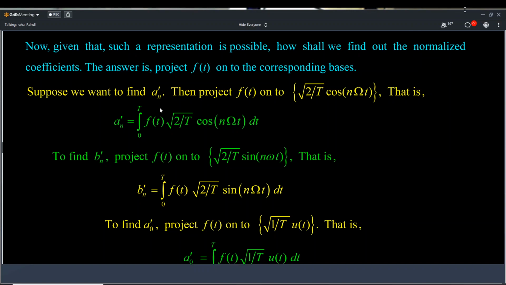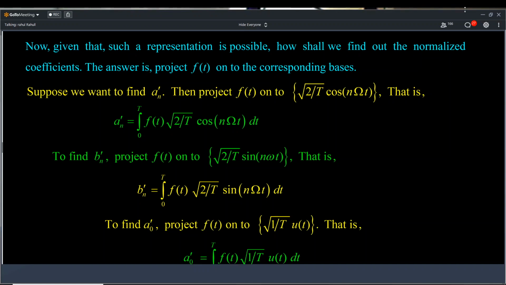Suppose we want to find out a1 or an dash. How are you finding out an dash? Project the function f(t) on the normalized base. What is the normalized base? Under root of 2 by T cosine of n omega t. So multiply the function f(t) by under root of 2 by T cosine of n omega t, and integrate over 0 to T. That is the projection. Basically we are projecting the function on the respective base for getting the component.